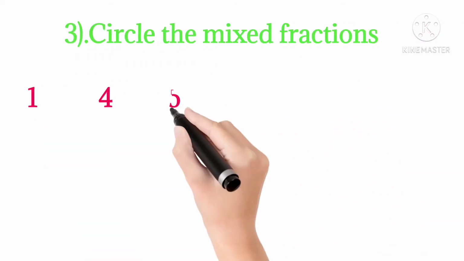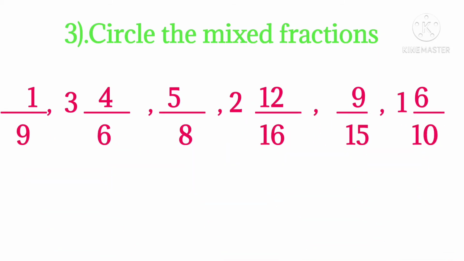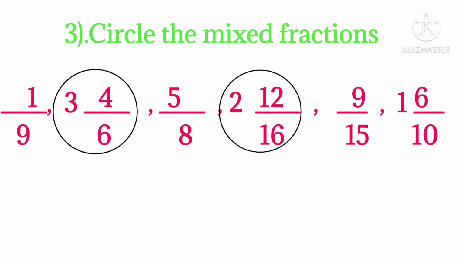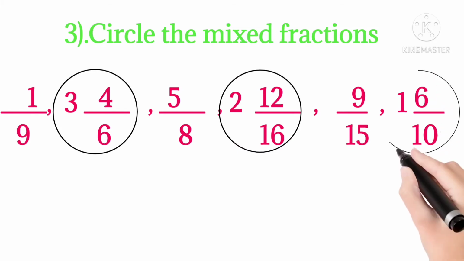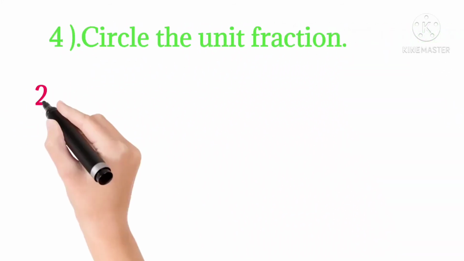Next, circle the mixed fraction. We know that in a mixed fraction there is a whole number and a proper fraction. First one is 3 and 4 by 6. Here 3 is the whole number, 4 by 6 is the proper fraction. Second, 2 and 12 by 16. Here 2 is the whole number, 12 by 16 is the proper fraction. Third, 1 and 6 by 10. Here 1 is the whole number, 6 by 10 is the proper fraction.